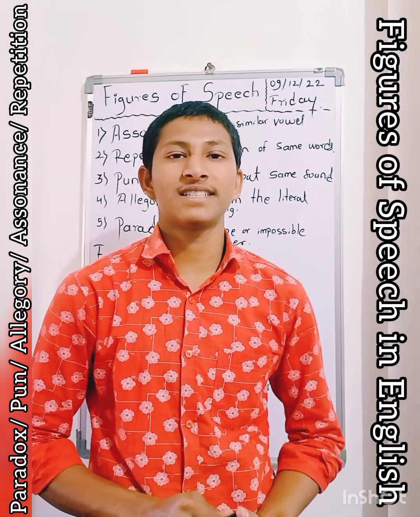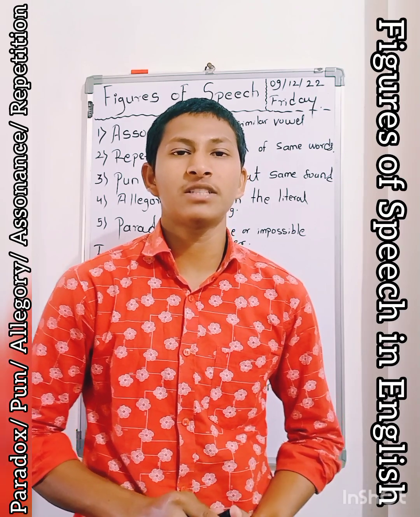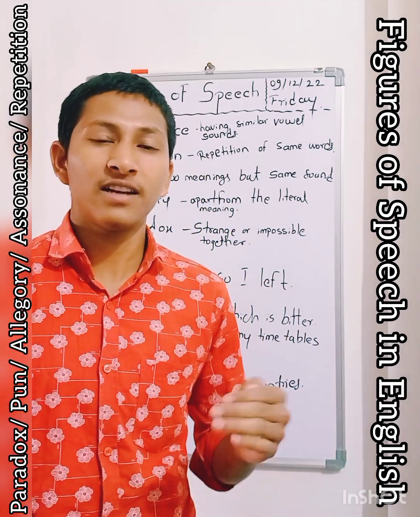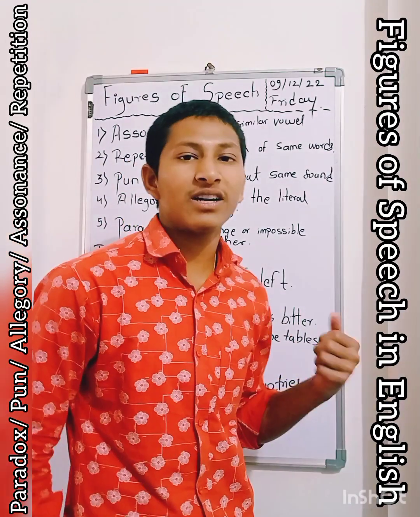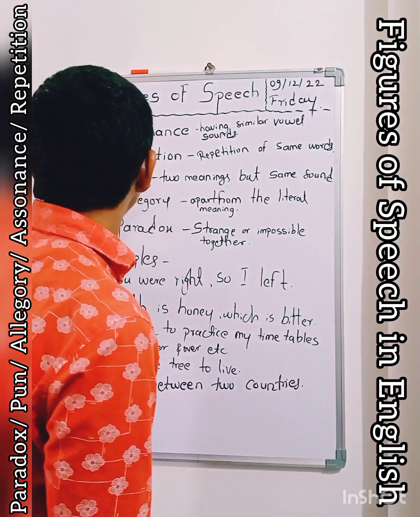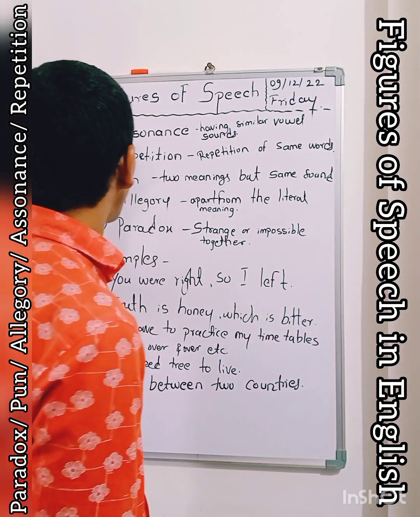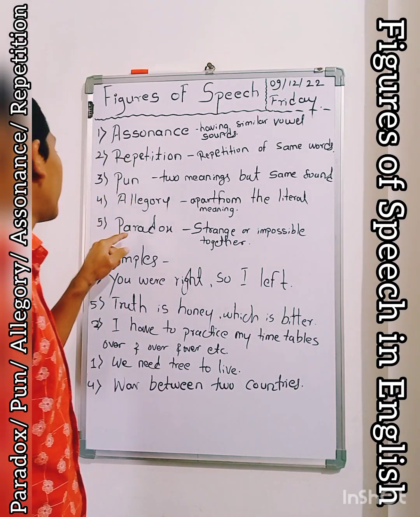Today in this video we are going to discuss the topic called figures of speech in the English language, which also belong to English literature. Here today we are going to discuss five more figures of speech: assonance, repetition, pun, allegory and paradox.